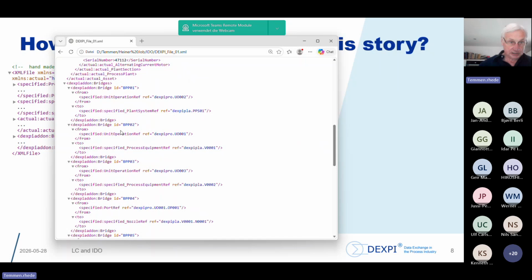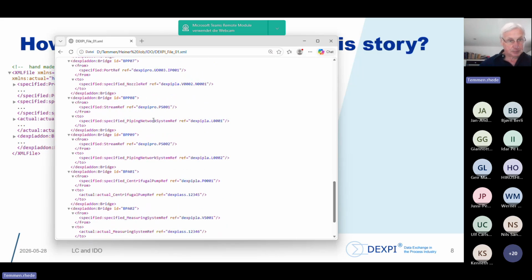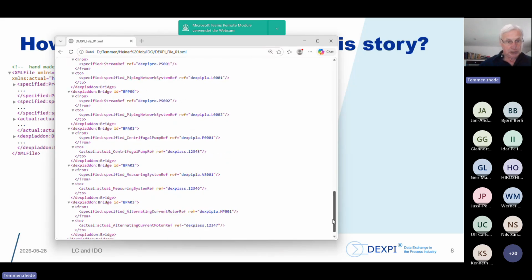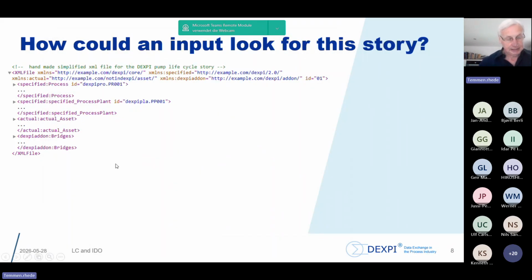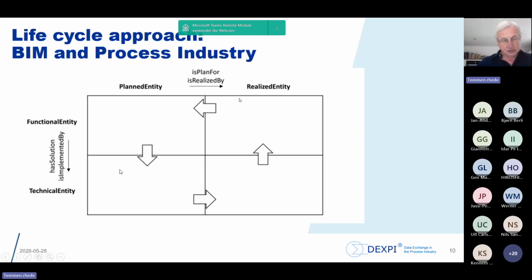And there we see, okay, from the unit operations, we have some bridges to the specified plant items, and from the specified plant items, we have some bridges to the actual one. That is the input we modeled from the picture, and let us have a look how it is modeled. A little recap from the whole life cycle.